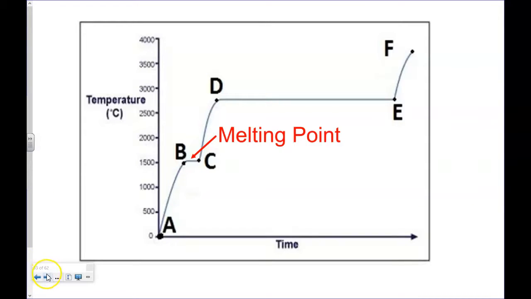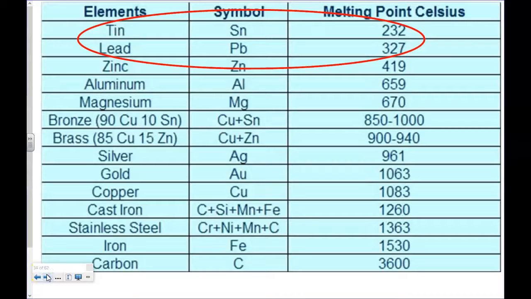It's a little bit different for an alloy, okay? Take a look at this graph here. Tin, we know, melts at 232 degrees. Lead melts at 327 degrees Celsius. They're not the same. So what happens when you combine a mixture of the two? Well, here's an even bigger question.